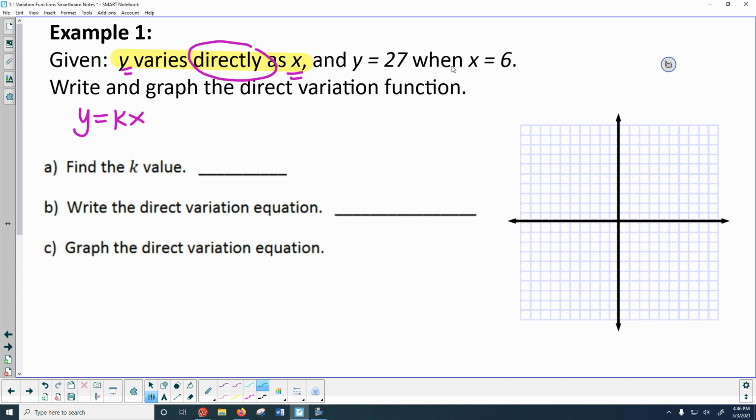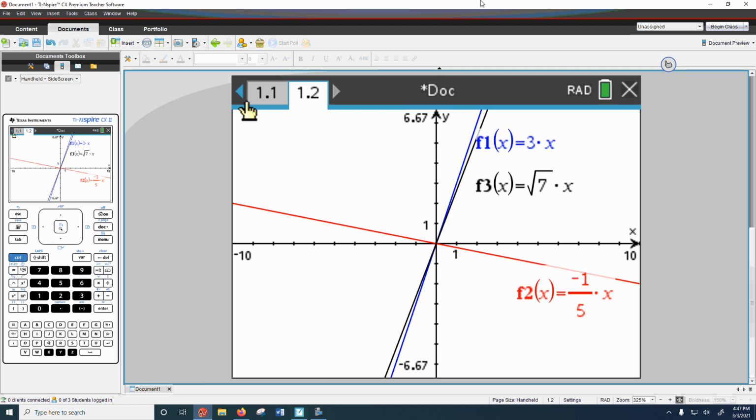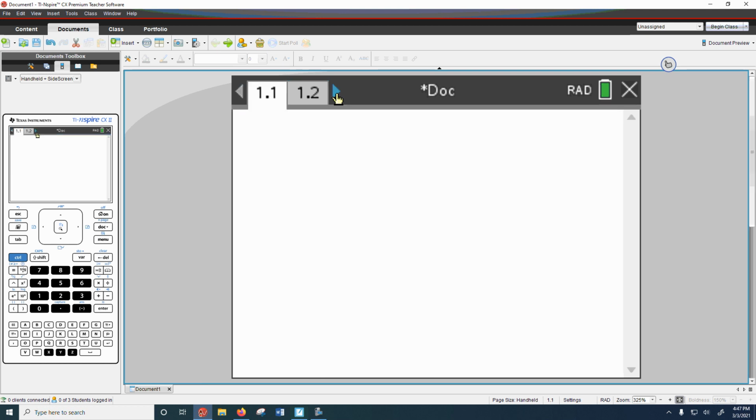We will now take what we know for x and y and sub it in, and we'll solve for k, because k will never change. So y, 27, equals k times x, which is k times 6. To solve that for k, since it's k times 6, we will divide both sides by 6. So k is equal to 27 over 6, but let's grab our calculator.